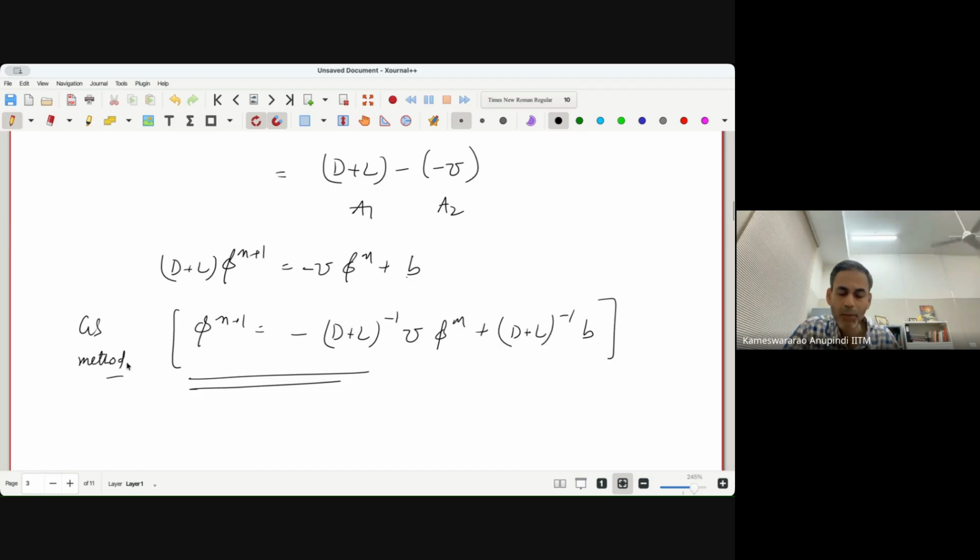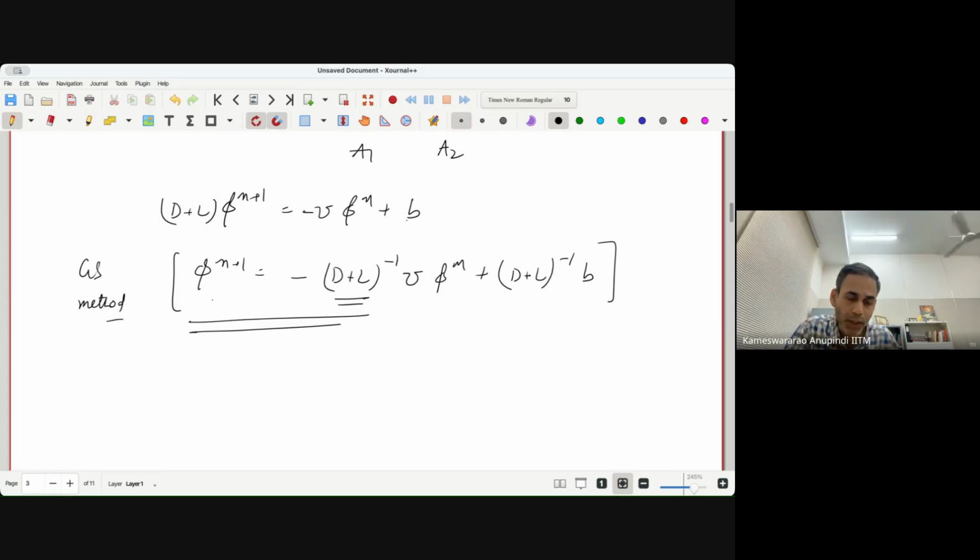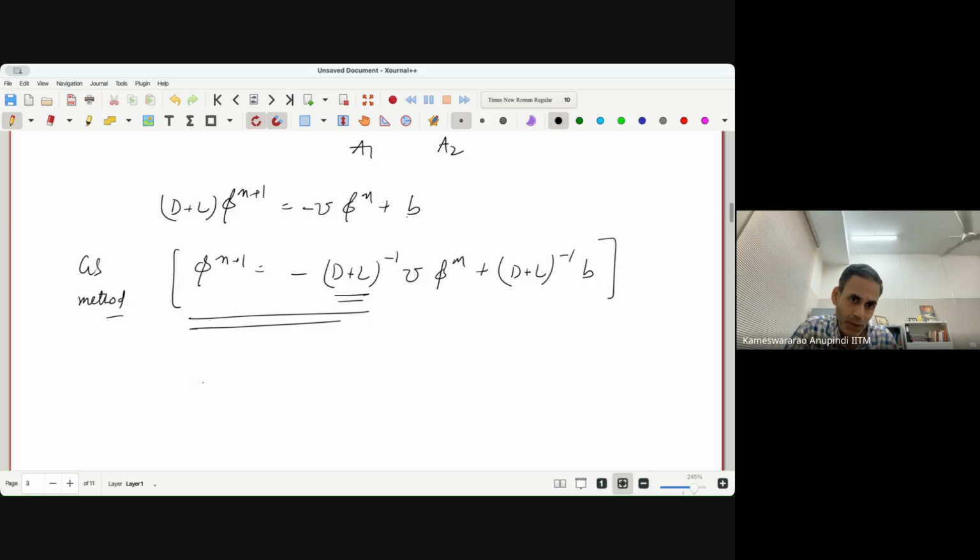But we know that we are not going to work it this way. This is only a matrix representation. We are never going to use the matrices in implementation, and we are never going to calculate these inverses. So although here I have written D plus L inverse times U times phi n, we realize that we are actually going to work it out as L times phi n plus 1.